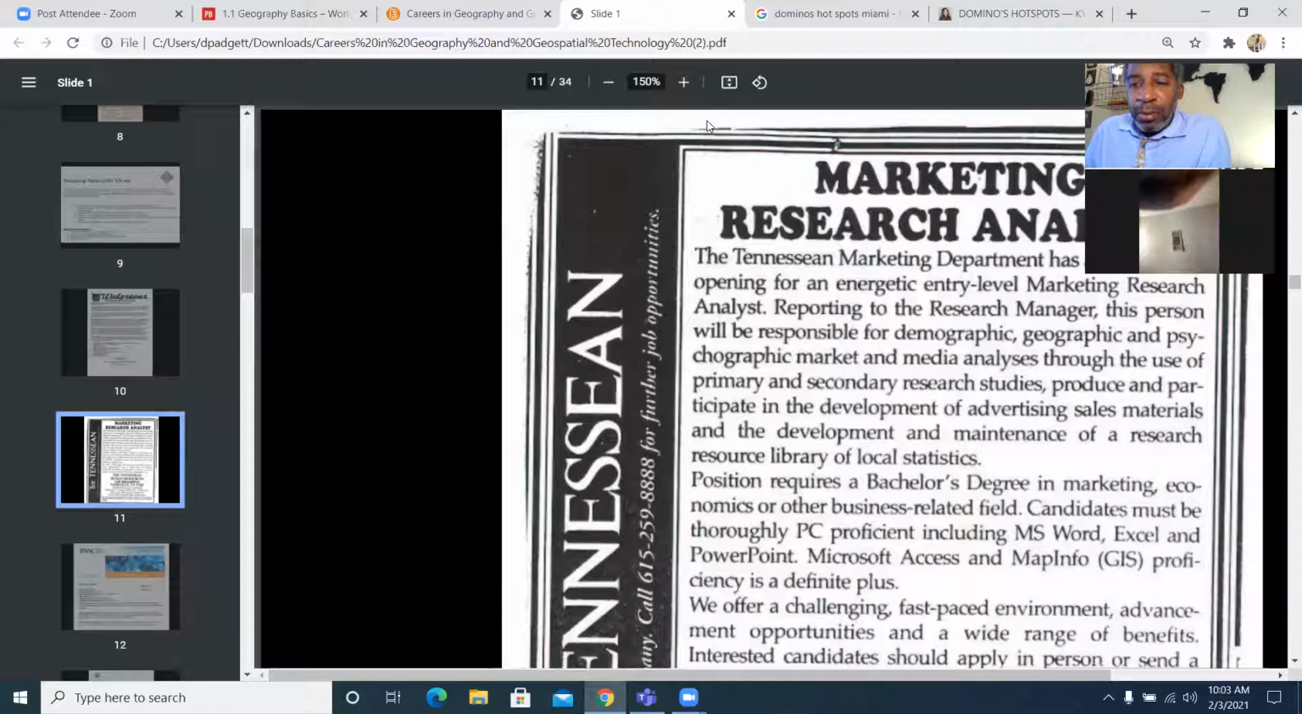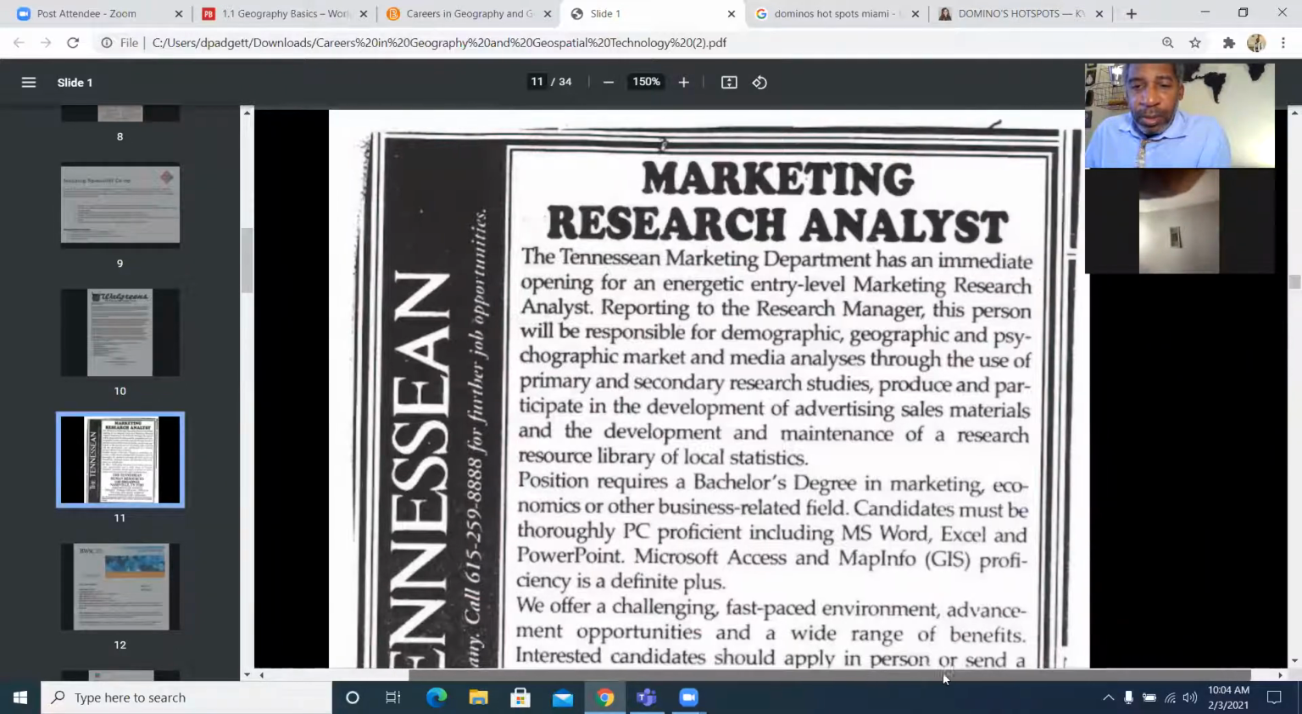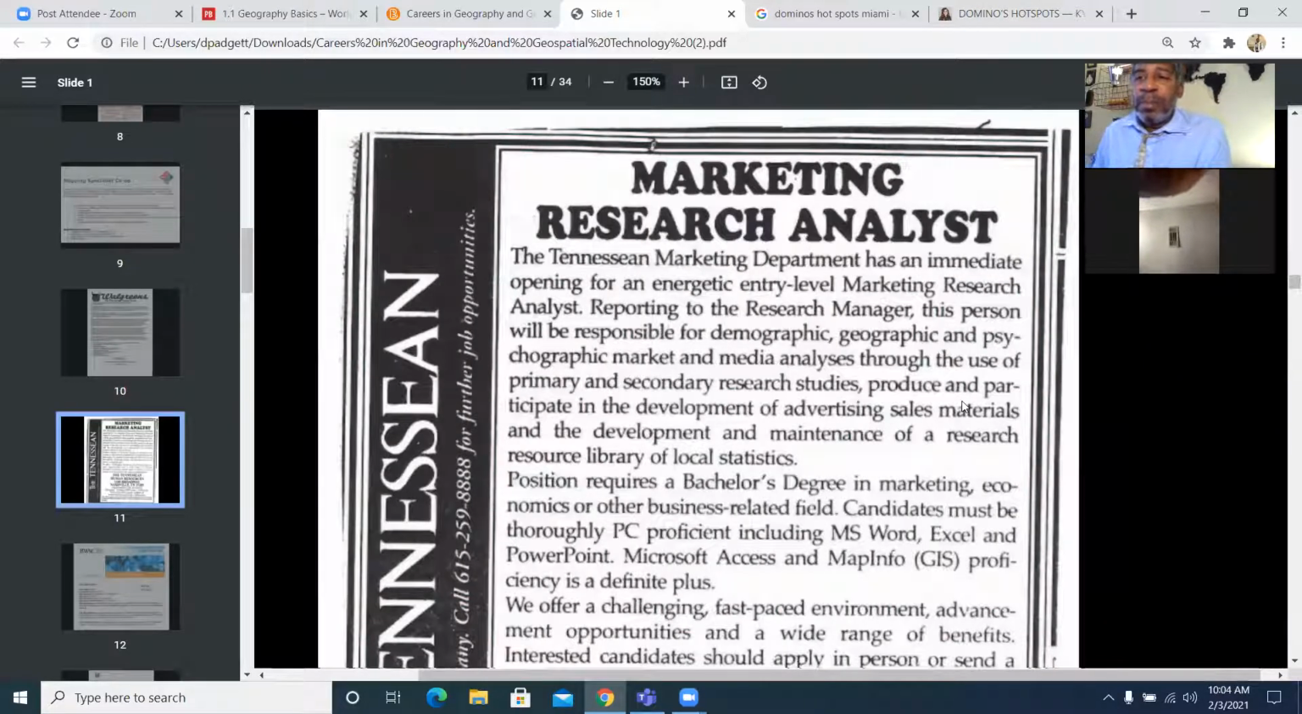Here's a job description or an advertisement for a marketing research analyst. I don't think we have any business majors in here, not that I know of at the time, but you're probably beginning to realize that there's a strong connection between business and geographic information systems.